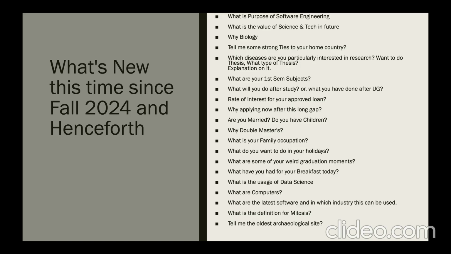Suppose you have a loan sanctioned for your studies in USA, you must be aware of the rate of interest of your approved loan. Why applying now after this long gap? Yes, if you have a gap, you must have some genuine reasons for that. Suppose you have done some certifications, you must be able to answer all the questions of that certificate.